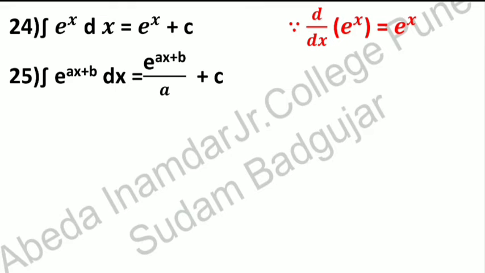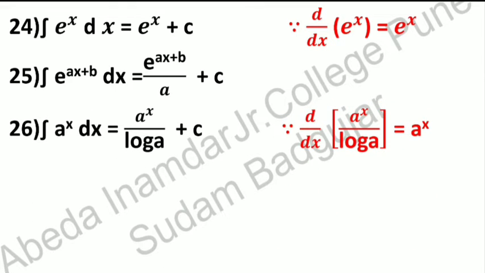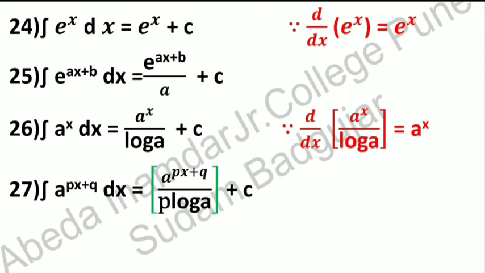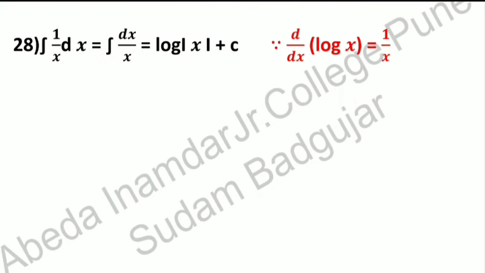Now again we have the derivative of a raised to x is equal to a raised to x into log a, so we divide by log a and write 1 upon log a outside, it gets cancelled, so it becomes a raised to x. Hence the integration of a raised to x is equal to a raised to x upon log a plus c. Now generalize this, that is integration of a raised to px plus q is equal to a raised to px plus q, the power kept as it is, divided by p times log a, plus c. Whatever it may be, the power is linear.